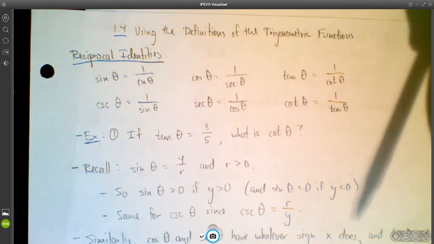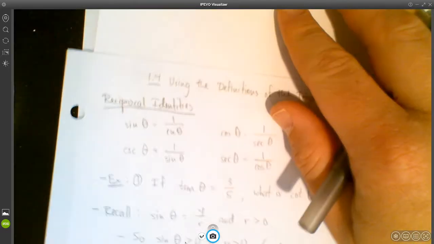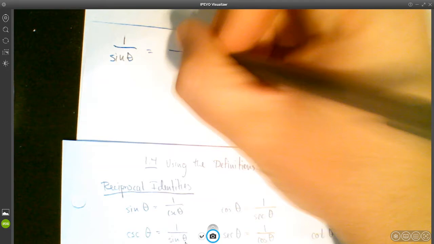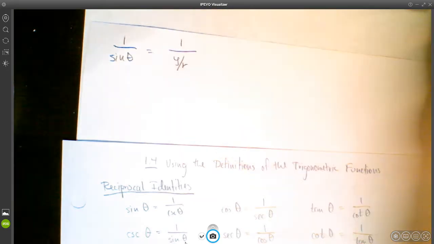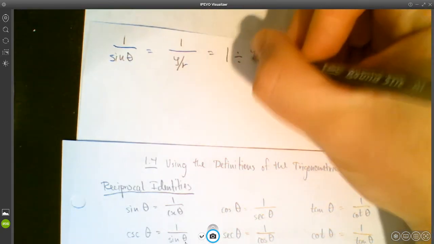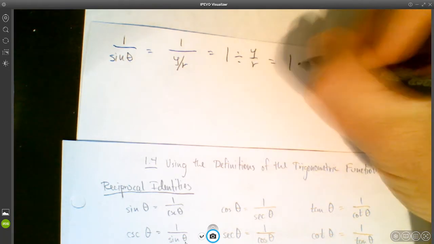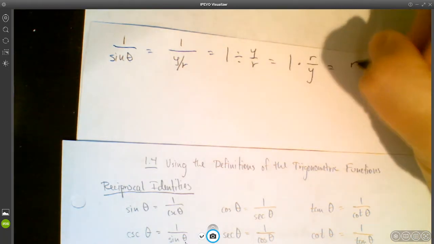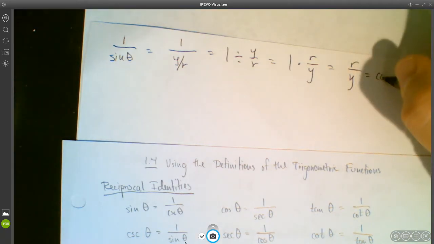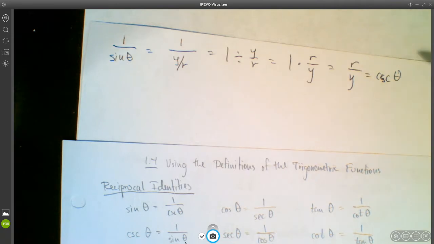The algebra might be a little confusing to you at first glance, but let me just show you, right? So 1 over sine theta by definition would be 1 over y over r, okay, because sine theta is y over r. And that's just 1 divided by y over r. In other words, it's 1 times r over y, which is just r over y. And r over y, by definition, is just cosecant theta, right?